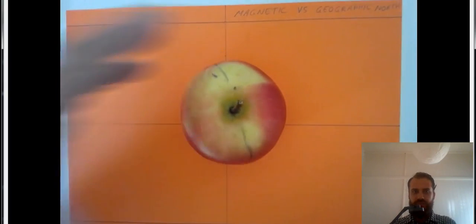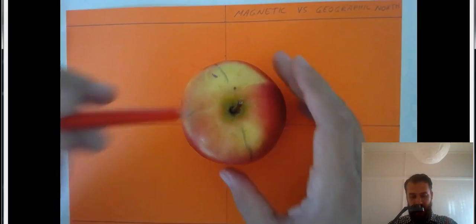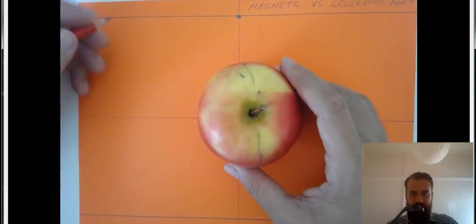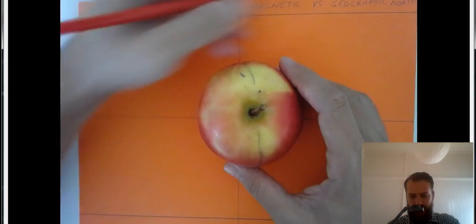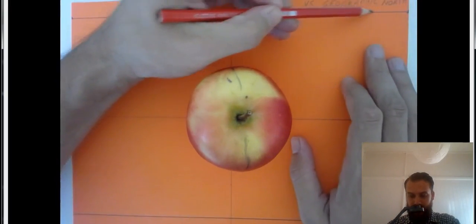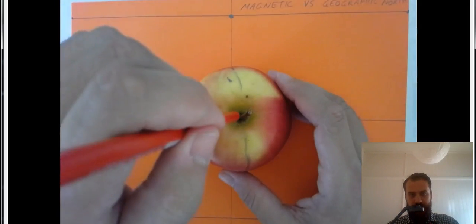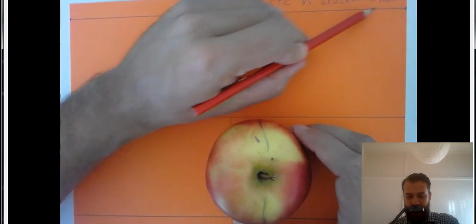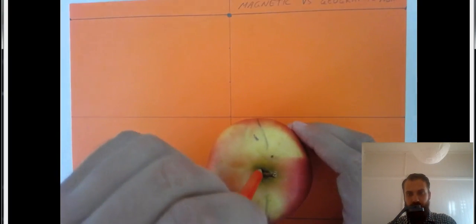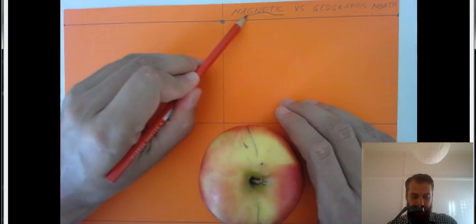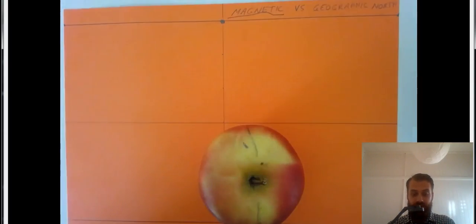Okay, so all this video is about is telling you that this spot right here, the stalk of the apple, also happens to be this spot here, and it also happens to be this spot here. So those three points, well, actually, every single point along this line represents this spot here. It's one of the problems with trying to represent a sphere with a flat piece of paper. Every single one of those bits is the North Pole, the geographic North Pole. Now, the magnetic North Pole actually isn't there.